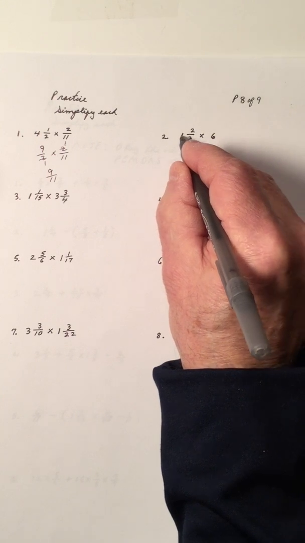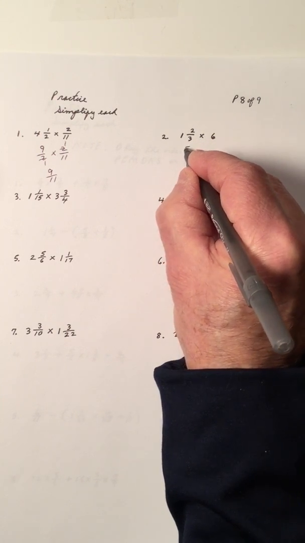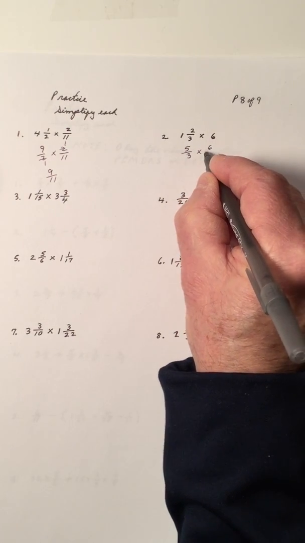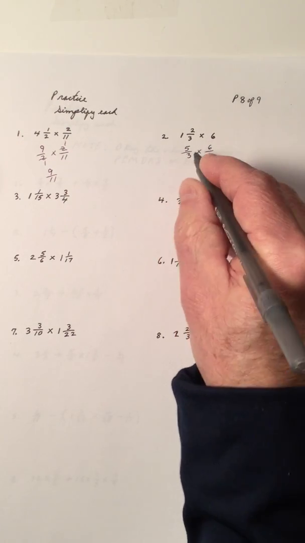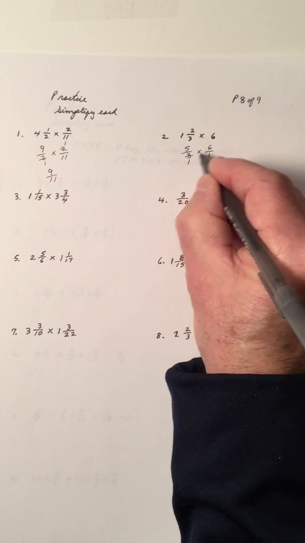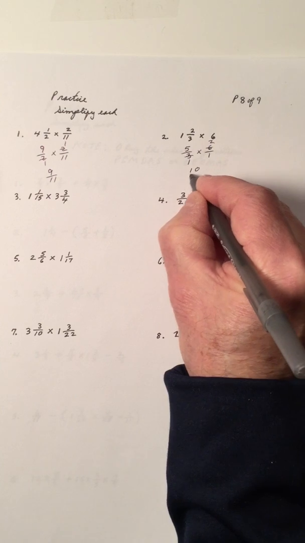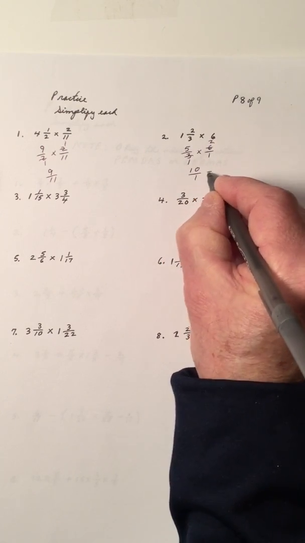1 2/3 is 1 times 3 is 3, plus 2 is 5 over 3, times 6. Notice the 6 can be put over 1. In that case, I can cancel. 3 into 3 goes once, 3 into 6 goes 2. That gives me 5 times 2 is 10 over 1, which is 10.